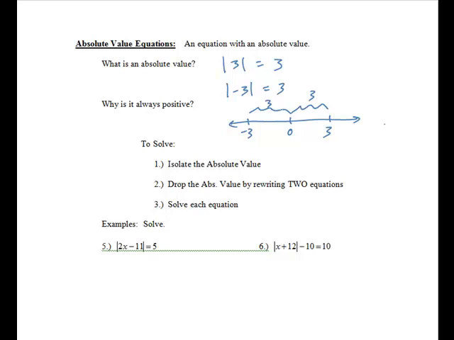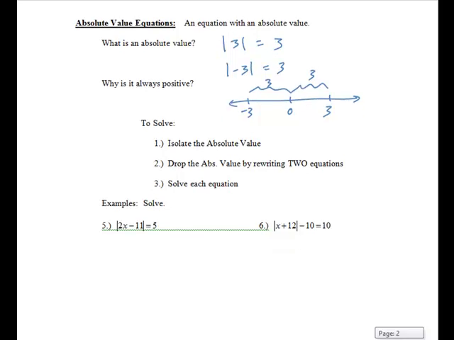The steps to solve an absolute value equation. Step number 1, we want to isolate that absolute value on the left-hand side of the equation. We do want it on the left-hand side. And then we're going to get rid of the absolute values by basically rewriting the equation into 2 separate equations. And then just solve each remaining equation.